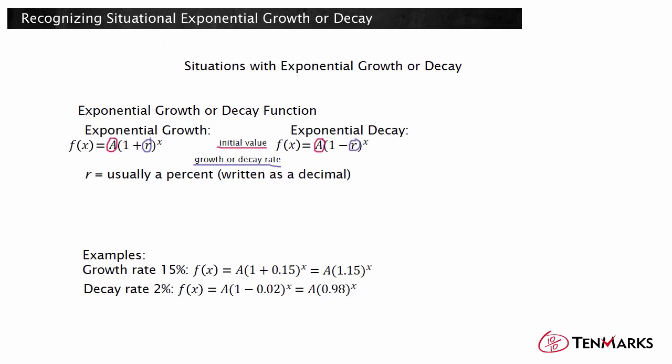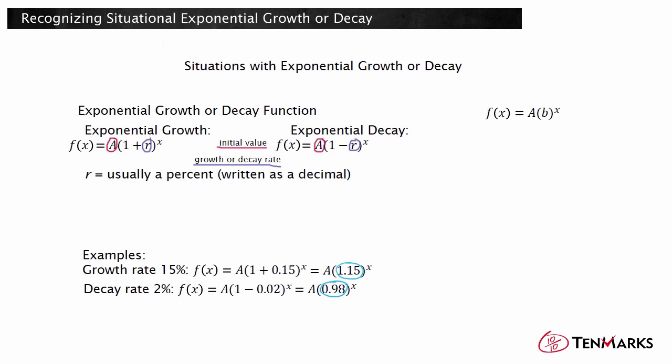Functions that represent exponential growth have a number greater than 1 raised to the x power. This occurs because the growth rate is added to 1. Functions that represent exponential decay have a number between 0 and 1 raised to the x power. This occurs because the decay rate is subtracted from 1. So, when using a given function to determine if a situation represents exponential decay, look to see what number is being raised to the variable exponent.